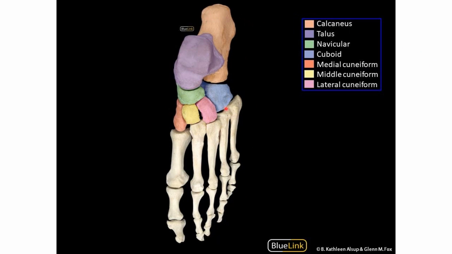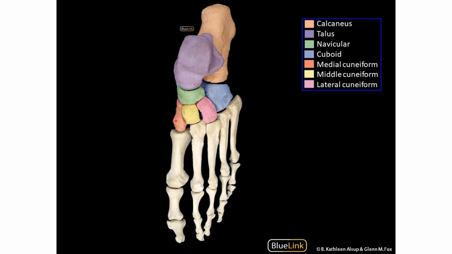Okay, naming the tarsal bones, and we're looking from a superior view. The most superior tarsal bone is going to be the talus, right here. This is the calcaneus on the heel. The green is indicating the navicular bone. On the lateral side is the cuboid.